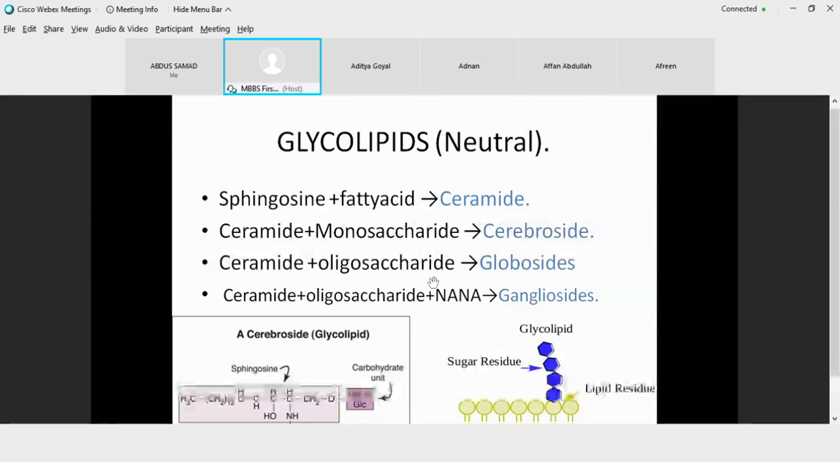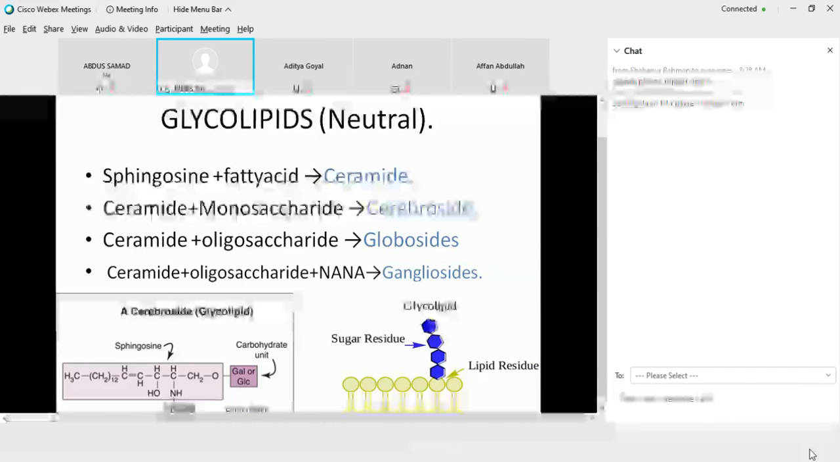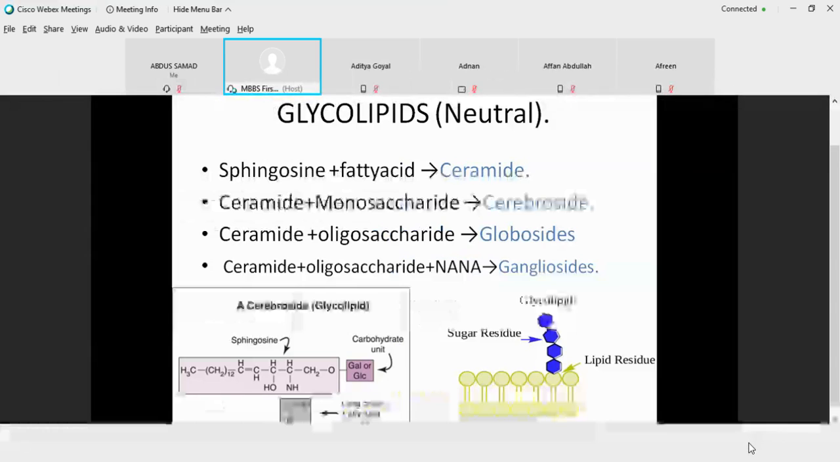Ceramide plus dash is a globoside. So you will be filling in an oligosaccharide. What is the composition of a ganglioside? The composition of a ganglioside is a ceramide plus an oligosaccharide plus a 9-carbon N-acetylneuraminic acid. So small fill in the blanks are asked at this stage. And these gangliosides are most of the time present over the membrane. They give identity to the cell. So this is a class of lipid which is neutral and they are known as glycolipids.